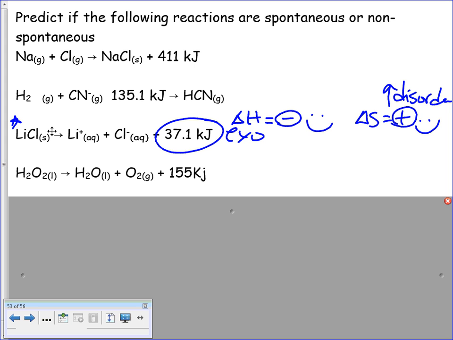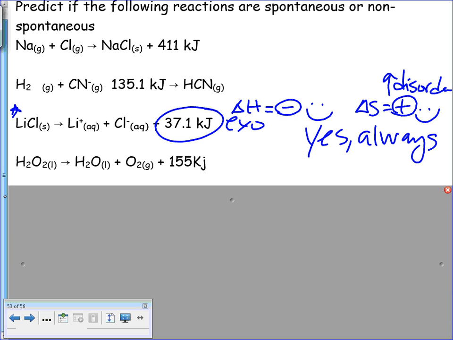So, both happy? So, is that spontaneous? Yes or no? Yes, always. Spontaneous. You don't have to look at it. It's going to happen all by itself. Let's do one more like this.